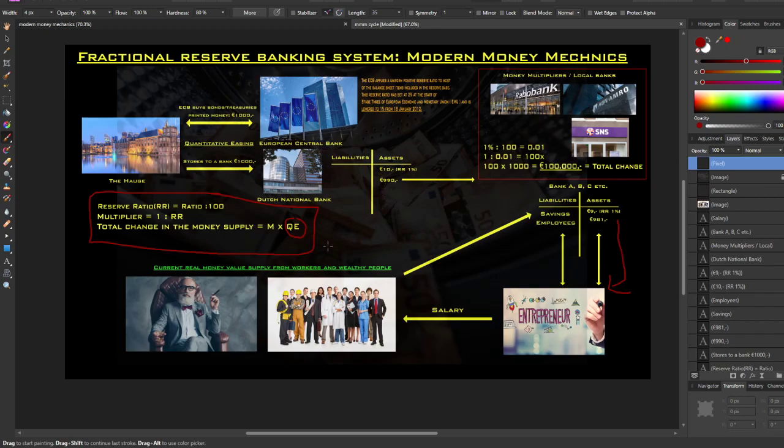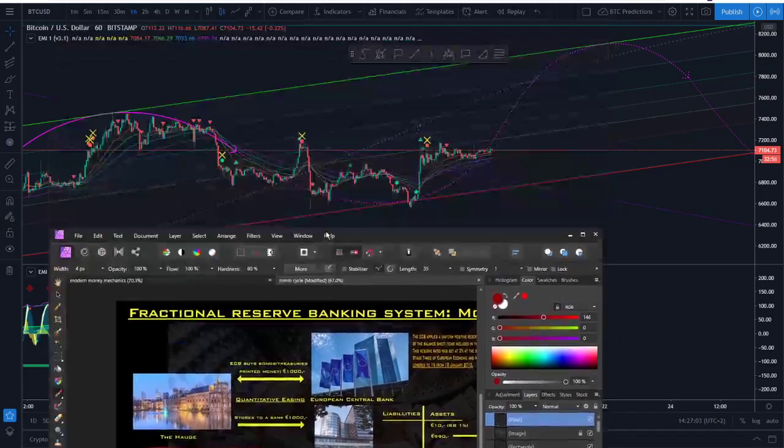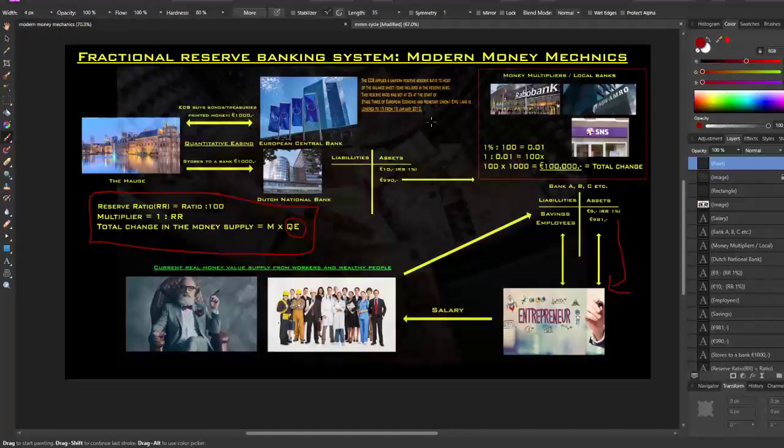I'm kind of explaining how modern money mechanics work, how our fractional reserve banking system works, for those who still don't understand. While I'm waiting for the Bitcoin to go down a bit or go up, I'm waiting for that movement. So, where was I? Quantitative easing times the money multiplier. When they print 1,000 euros, that means 1,000 euros times 100, 100,000 euros. What's the total change in the current money supply?